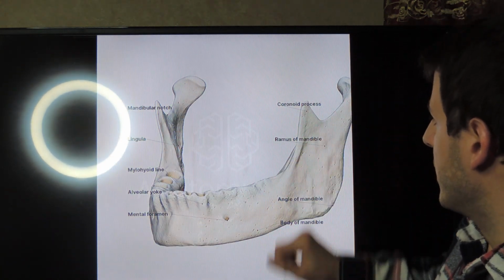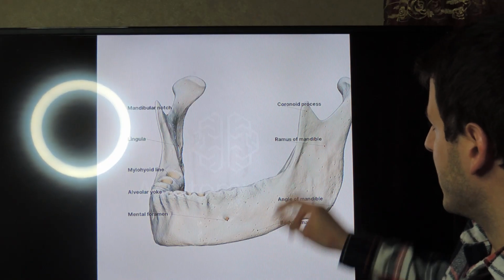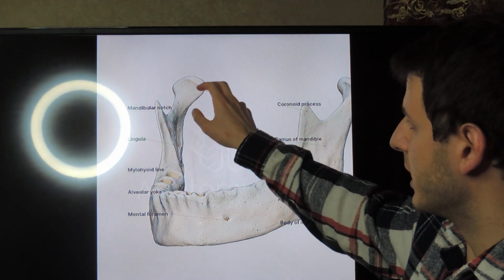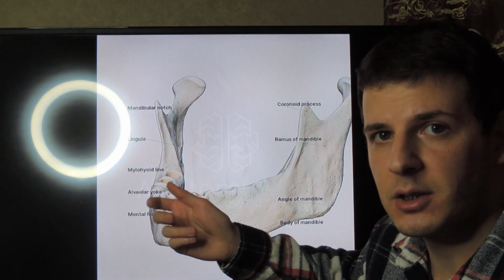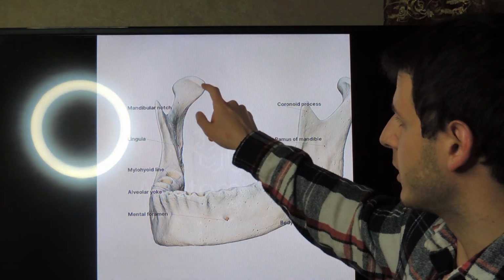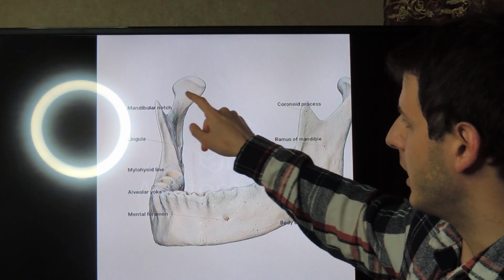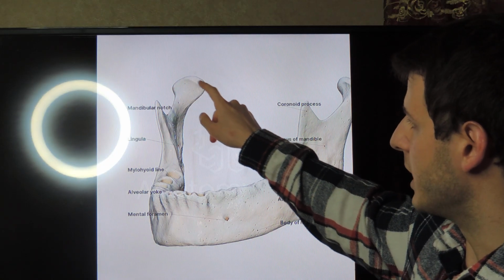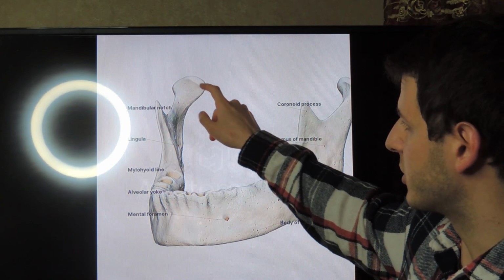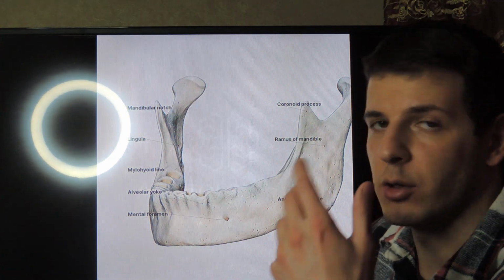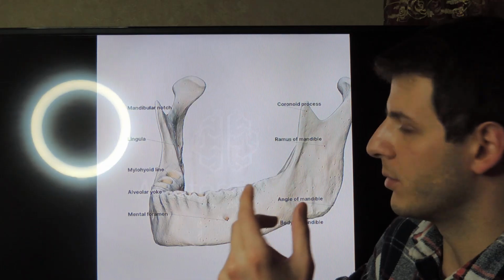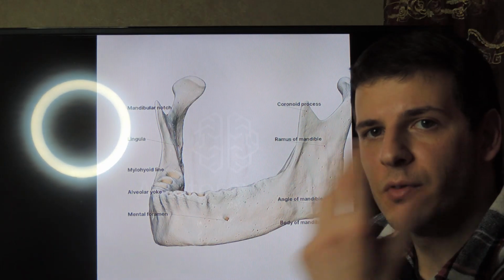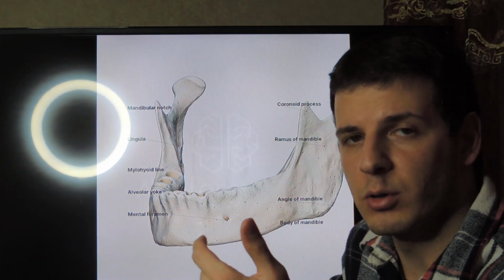And behind the coronoid process we have the condylar process, and it consists of the head, which is covered by cartilage. Under the head of the mandible we have the neck, and here is a site called the pterygoid fossa, this is the site for attachment of the inferior head of the lateral pterygoid muscle.